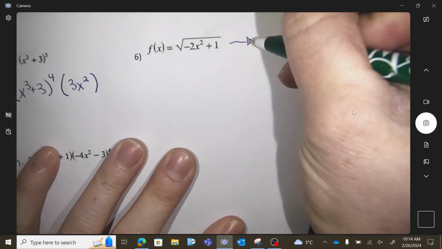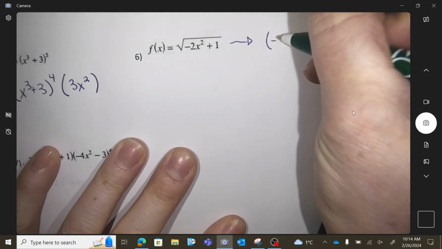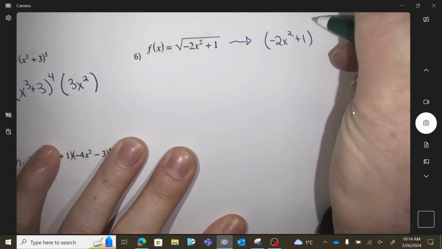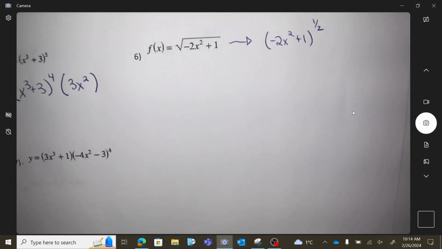Number 6, I'm going to rewrite. I'm not going to do that with a radical. I'm going to rewrite with an exponent. Okay, always the theme. If there's a radical, just change it to an exponent.